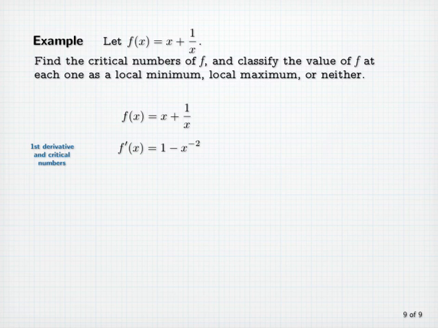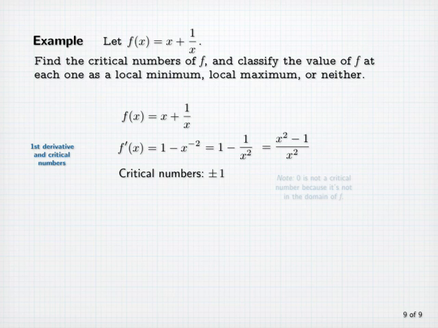F prime of x equals 1 plus the derivative of x to the minus 1 power, which is minus x to the minus 2 power. So f prime of x equals 1 minus 1 over x squared, or x squared minus 1 over x squared. Therefore, we conclude that the critical numbers are plus and minus 1. Let's note that even though f prime of 0 is undefined, it's not a critical number because it's not in the domain of f.